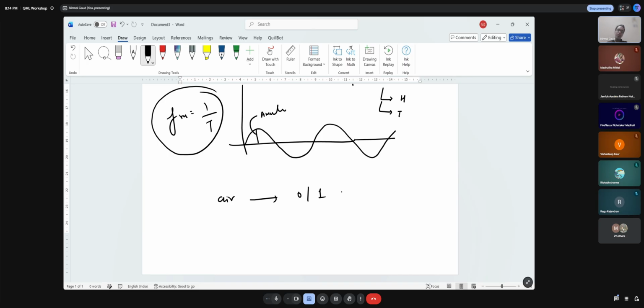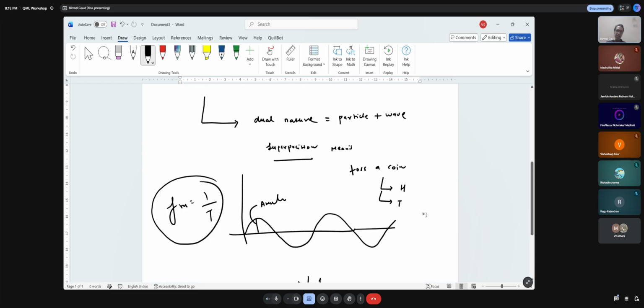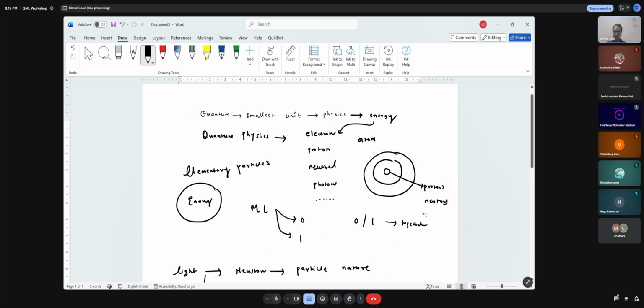But what about when you have tossed the coin? What state will you define for the tossing of a coin? It can be defined by quantum. Got it? Understood. That's why quantum keeps importance. All kinds of possibilities can be covered under quantum.